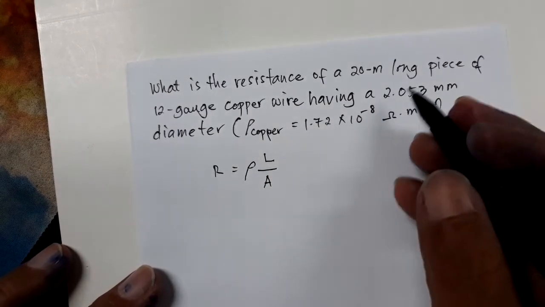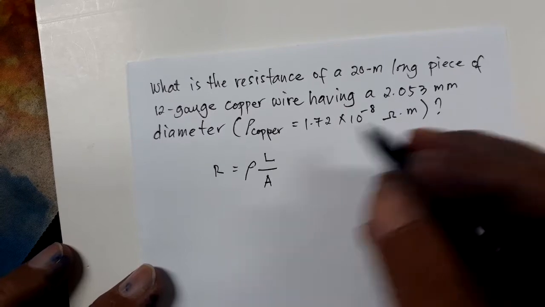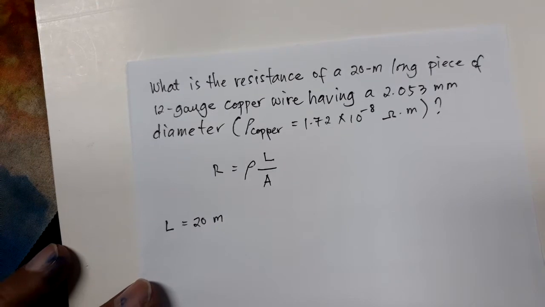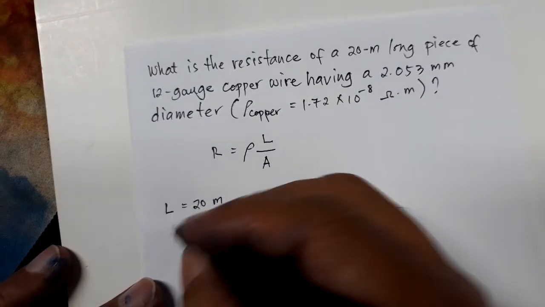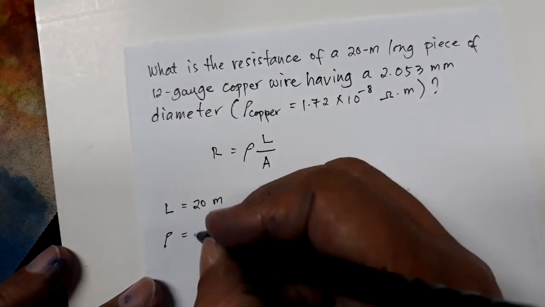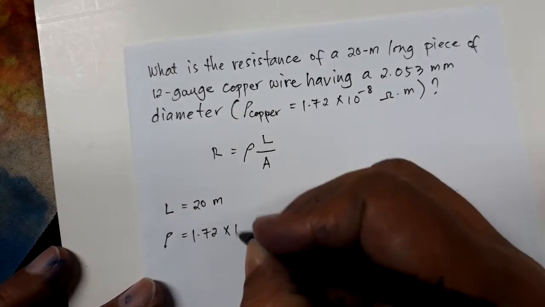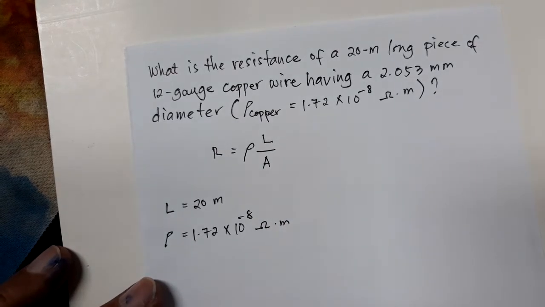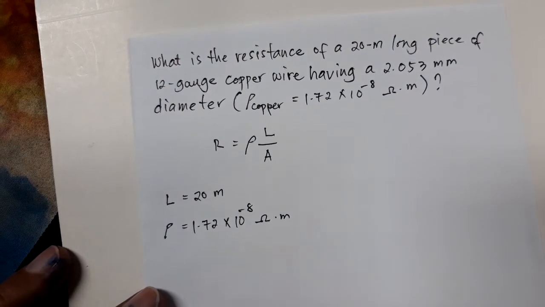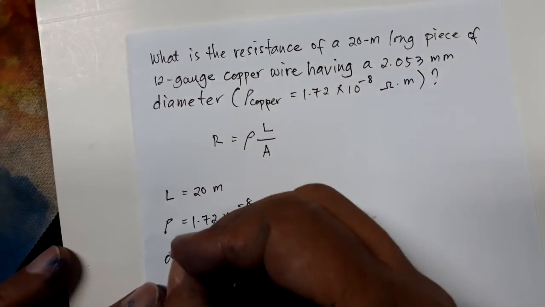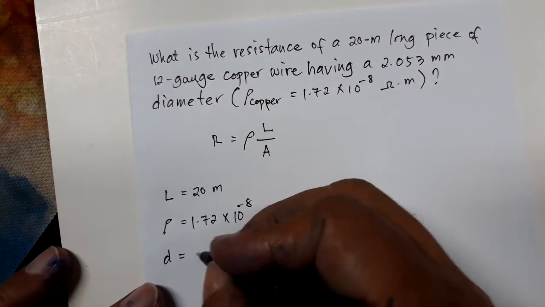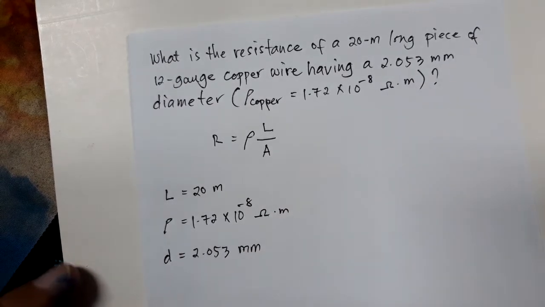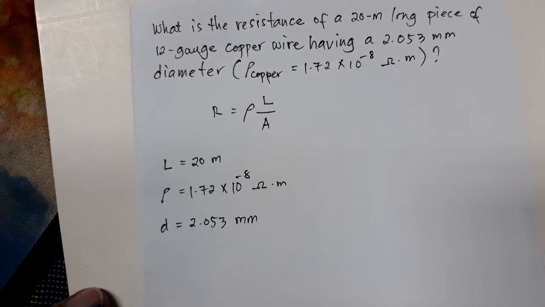So we need to know the length of the wire. The length of the wire is 20 meters long. And then what is the resistivity? Resistivity is 1.72 times 10 to the negative 8 ohm meter. That's the unit. And then what else? The given is the diameter, which is 2.053 mm. So find the resistance.